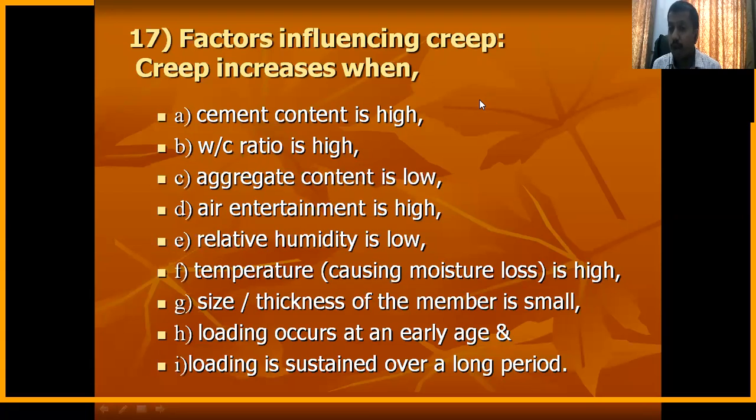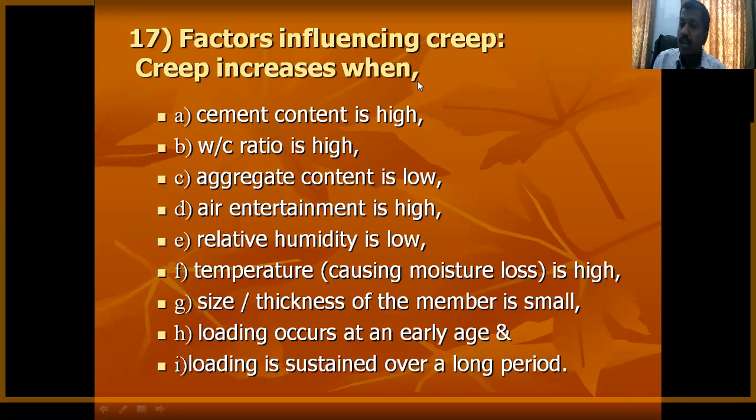मग हे क्रिप कशामुळे वाढतं? तर त्याचे काही फॅक्टर्स आपण स्टडी केले, की सिमेंट कंटेंट आहे. ठीक आहे, जर तुम्ही जास्त सिमेंट यूज करताल तर सिमेंटमध्ये जसं पाणी ऍड केलं, हीट ऑफ हायड्रेशन होतं. जर जास्त सिमेंट कंटेंट असेल तर जास्त हीट ऑफ हायड्रेशन होणार आहे. जास्त हीट ऑफ जर हायड्रेशन झालं तर डेफिनेटली क्रॅक्स ओकर होणार आहेत.